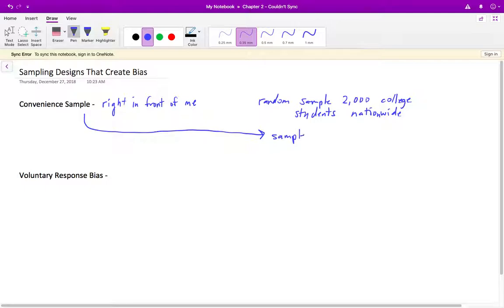A convenience sample would be instead to take a sample of 100 students at TCNJ, the College of New Jersey, because that's where I teach. All right. Is it reflective of the entire nation? Not at all. Is it convenient for me? 100%. But there's going to be bias in that.